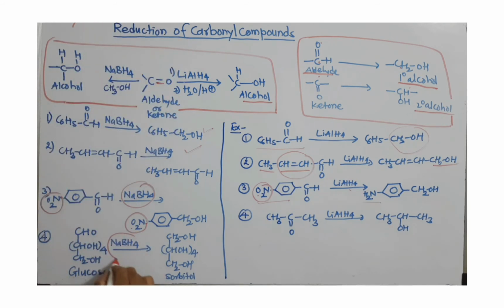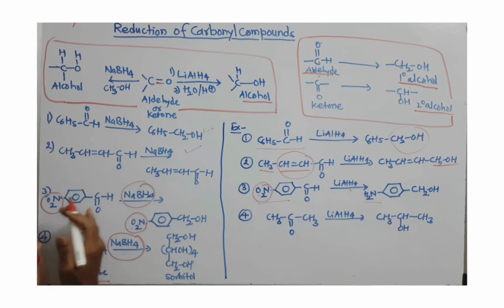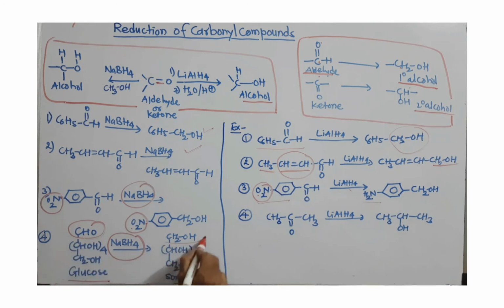Particularly, sodium borohydride is used for the reduction of carbohydrates. So I have taken here a specific example. If you want to reduce a carbohydrate, in this glucose there is an aldehyde group. This is converted to the CH2OH. So this glucose is converted to sorbitol by using sodium borohydride. So that is the difference.